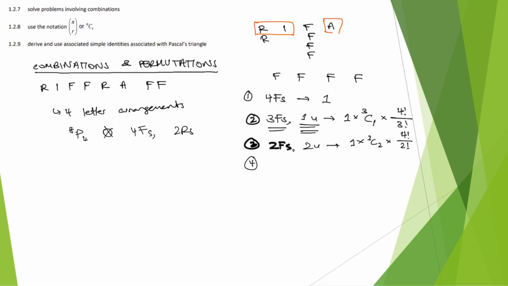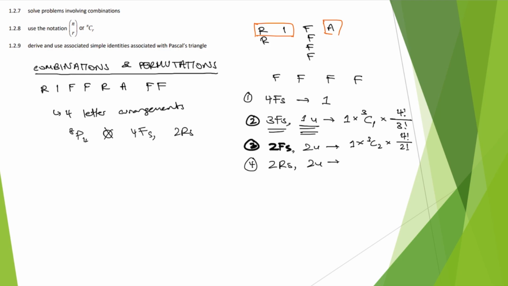The fourth case would be where I have 2 R's and 2 unique letters. In this case, there is one way of selecting those R's. Again, 3 choose 2 ways, because in this case I have an I, F, or A that I can select from. I can't select 2 F's in this case because I have 2 unique letters. So I multiply that by 4 factorial over 2 factorial.